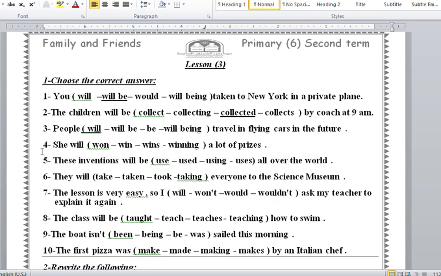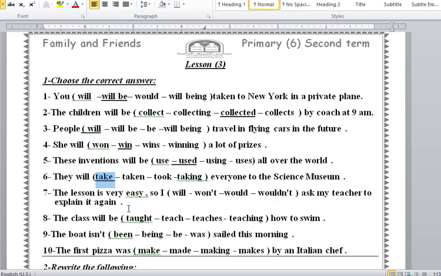Number 4, so you have to pay attention if the sentence is active or passive. Number 4, she will space a lot of prizes. I think this is also an active sentence, so it will be will win. Number 5, this invention will be plus PP, will be used all over the world. Number 6, they will space everyone to the science museum. Is this active or passive? Yes, this is surely an active sentence, so it will be will take. They will take everyone to the science museum.